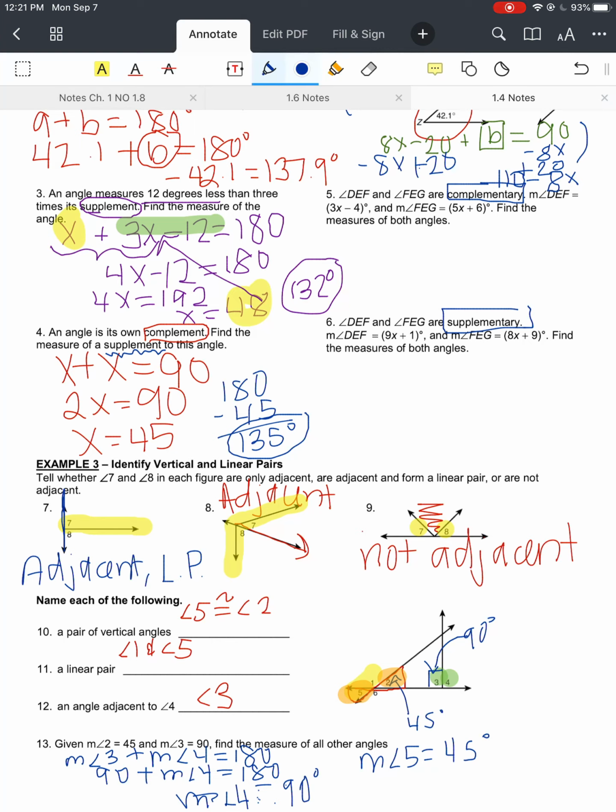Can you find the measures of angles 1 and 6? I'll give you a hint. It's very similar to how we found the measure of angle 4. So go ahead, try that, and again, check it with the key.